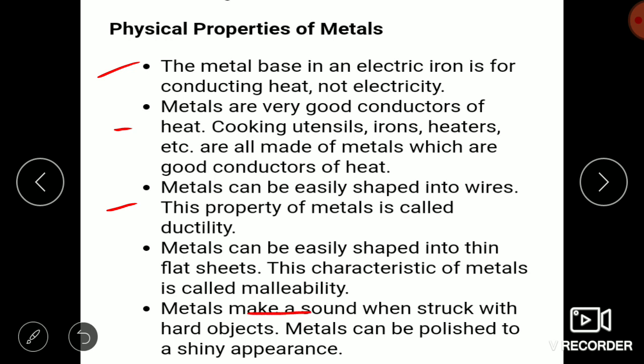Metals have the property called malleability. Due to malleability, metals can be beaten into thin sheets. We get aluminum foil, we get the silver foil over sweets. Because of malleability, we get thin metallic sheets. Metals make a sound when struck with a hard object. This property of metal is known as the sonorous property. Metal can be polished to a shiny appearance, that is the lustrous property of metal. So these are some physical properties of metal that are already known to us.